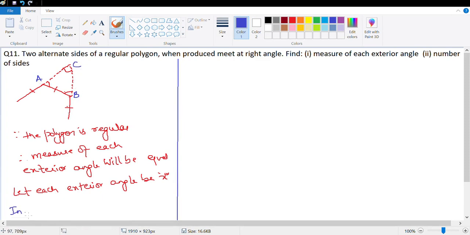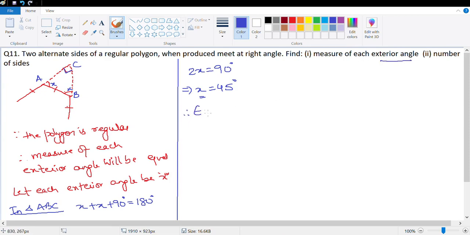So in triangle ABC, this is x, and this is 90 degree. So x plus 90 degree is equal to 180 degree, which means 2x is equal to 90 degree, which means x is equal to 45 degree. So they want us to calculate measure of each exterior angle, therefore each exterior angle is equal to 45 degree. Done. That's the first part of the question which we've solved. Done. Next, number of sides.